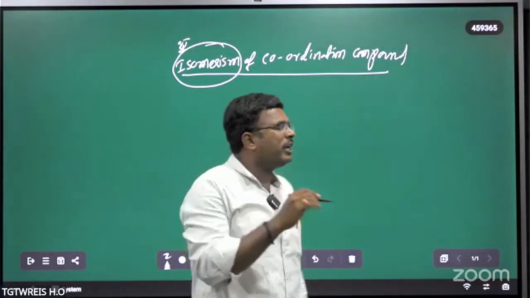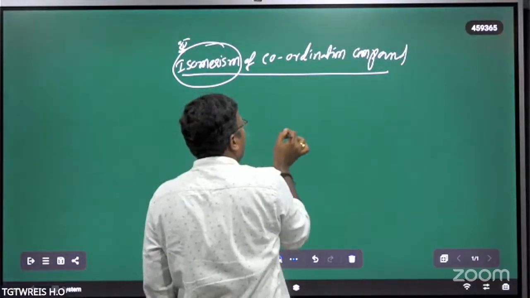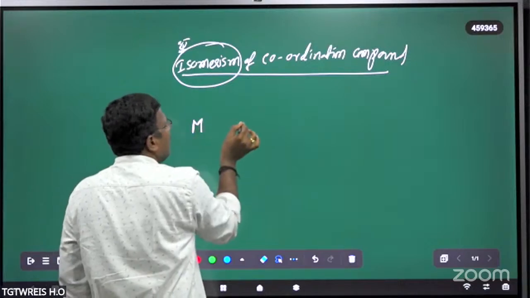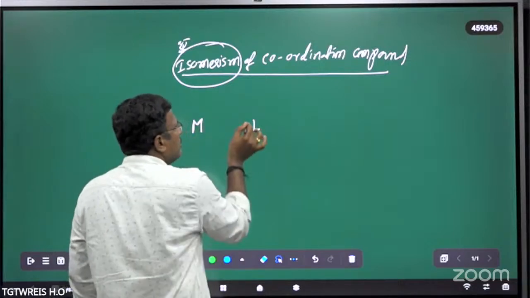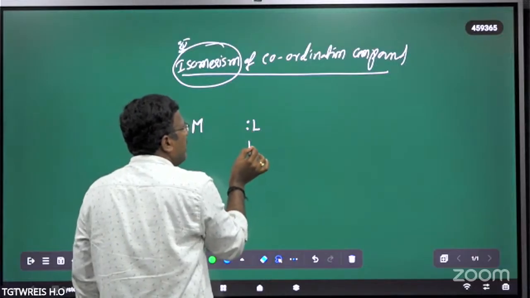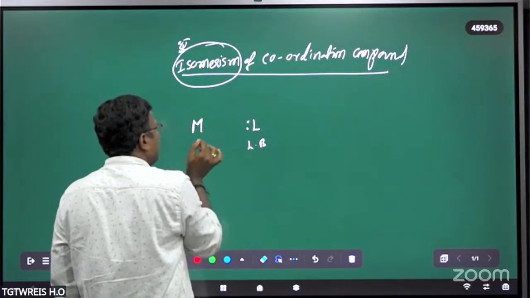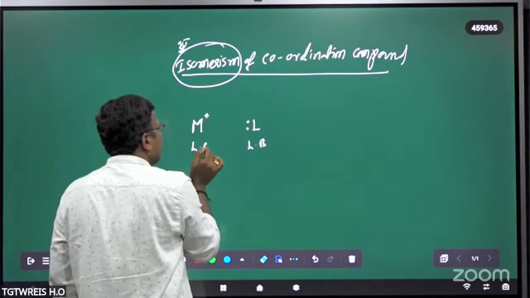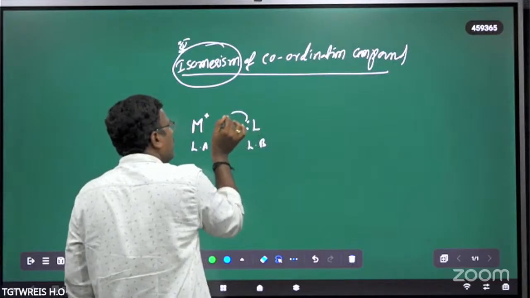So you have coordination compounds. How are coordination compounds formed? For example, here one is the metal, and another one is the ligand. The ligand acts as a Lewis base. What is called a Lewis base? Metals act as Lewis acids. So the bases donate electrons to the metal.